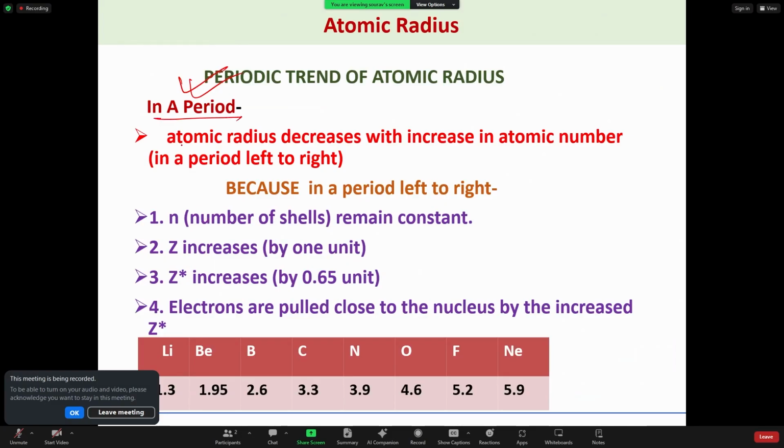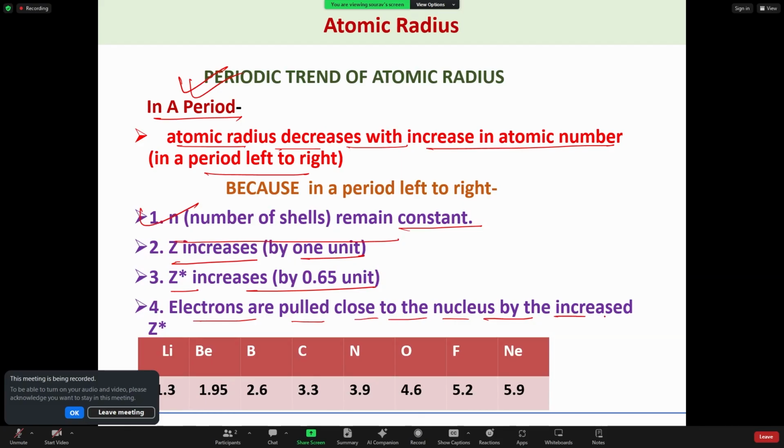In a period, the atomic radius will decrease with the increase of the atomic number because the number of shells remains constant. There is n equal to the same. But what is happening is, Z increases by 1 unit, Z star increases by 0.65 unit. So electrons are pulled close to the nucleus by the increase of Z star. That's why the atomic radius will decrease. That's why lithium has 1.3, barium 1.95.